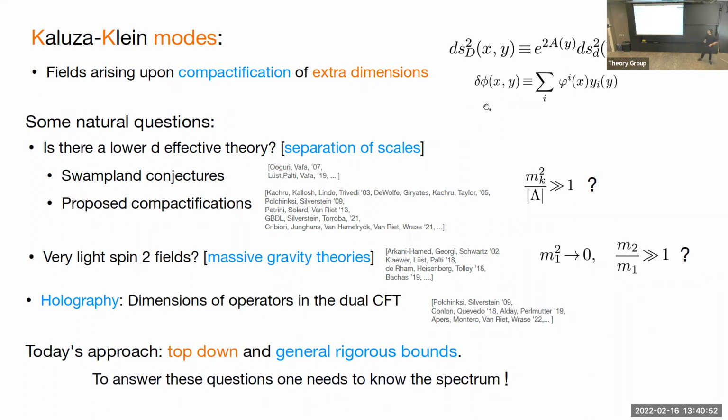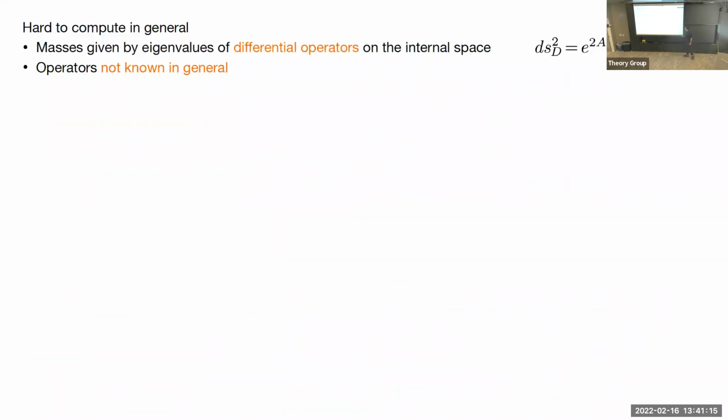Okay. And our approach, as I said, is that we are going to try to have a top-down approach. So we are going to consider a fixed higher-dimensional theory of gravity, which we are going to specify in a moment. And we would like to be rigorous, in the sense that we would like to find theorems on what's allowed for the KK spectrum. Now, in general, if one wants to be as general as possible, this is a hard question.